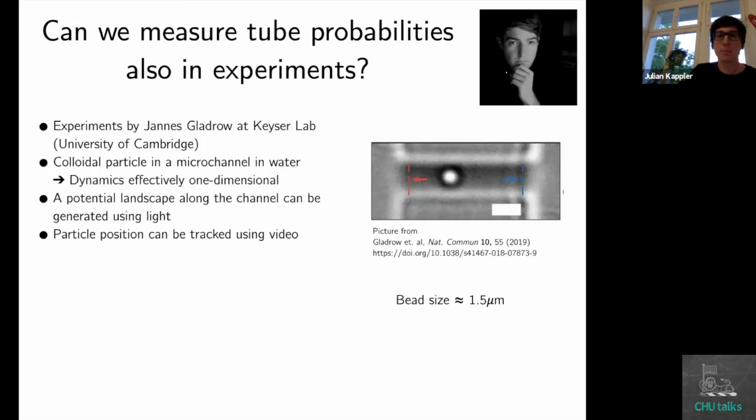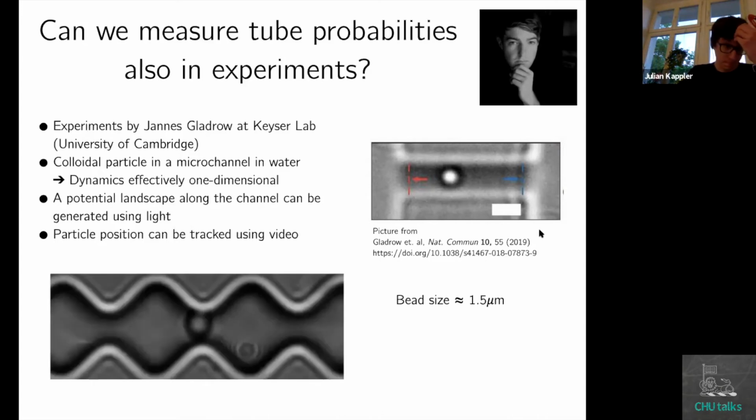And so I randomly met Yannis, which was very fortunate, because he has an experimental setup that is very, very nice. He has here a microchannel with a colloidal particle of about 1.5 micrometer. And in this microchannel, he can generate a potential energy landscape, like a double well, via light. And the particles only go along the channel, so in one dimension, and he can track them. So with this setup, we can generate potential energy landscapes, we can track the particle, and we can do a lot of measuring. And so I asked him if he can generate a double well and measure basically these probabilities with me. And here's a video.